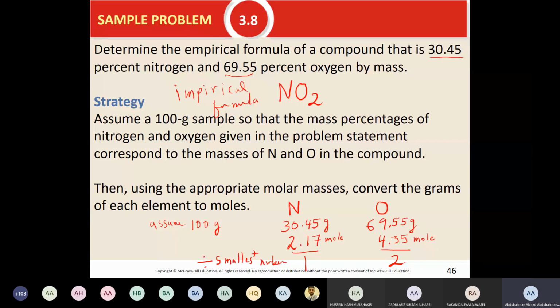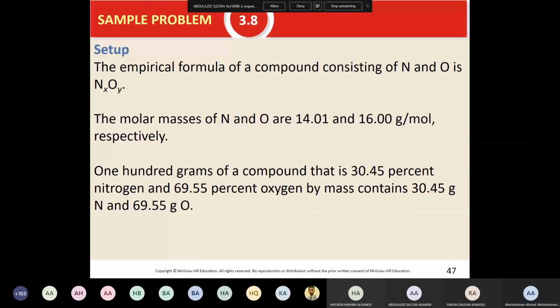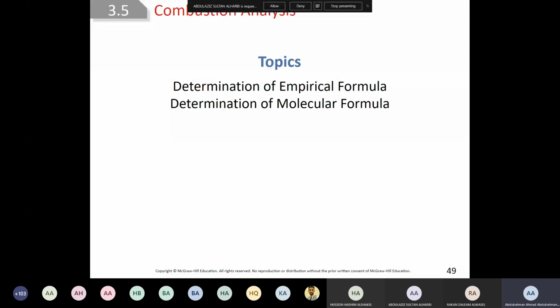So what are the steps? You put the mass of each element. What's the next step? Change to moles. And then the third step? Divide by the smallest number, and you will get the ratio. With the ratio that you got here, which is 1 and 2, you just put it under each one of these, as simple as that. Is this easy? Okay, and that's the solution.